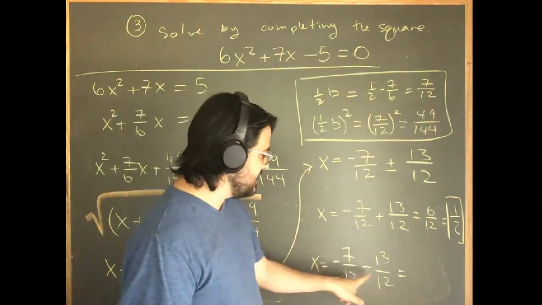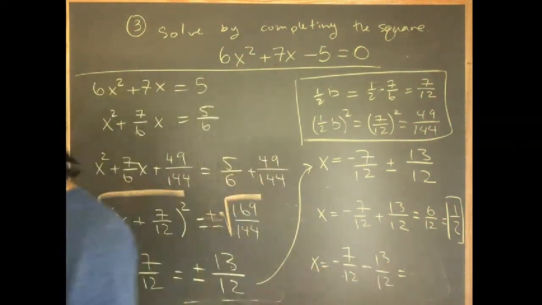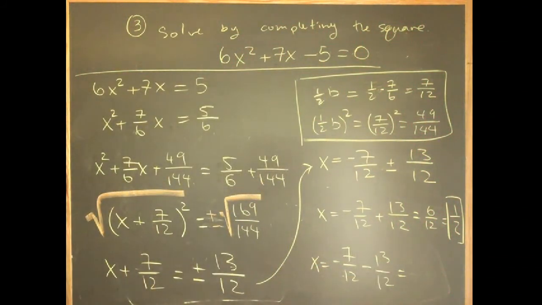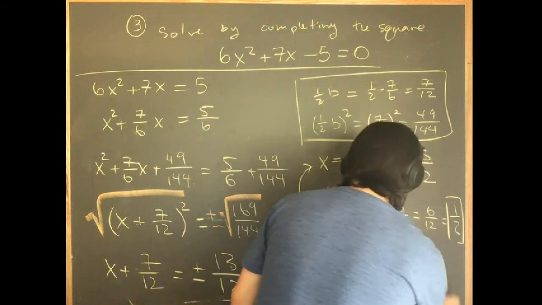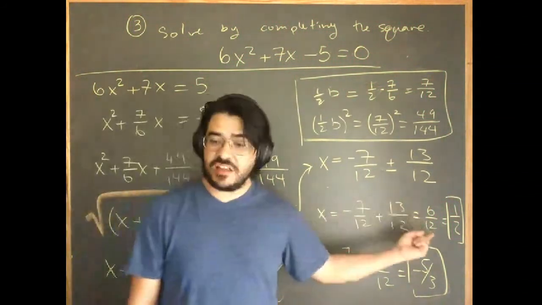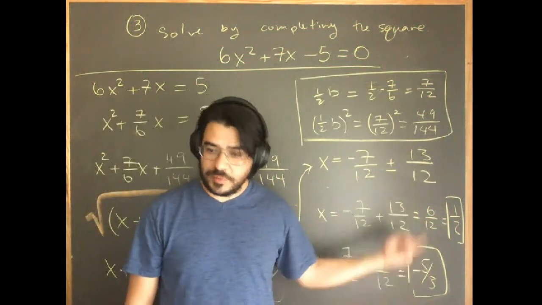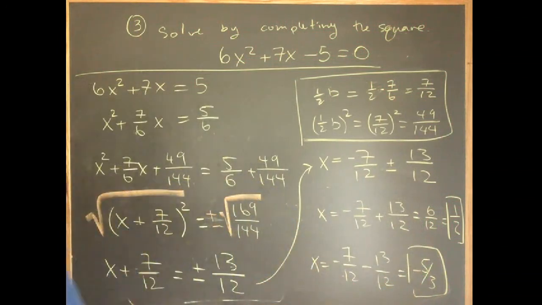Here, we're going to get a minus and a minus. So negative 7 minus 13, that's going to give us the minus 20 over 12. And minus 20 over 12 is negative 5/3. Okay. Yeah, so the negative 20 over 12 gives, and that's exactly the answer we got from factoring. If you remember, we factored this guy and we got these same two answers, 1/2 and negative 5/3.